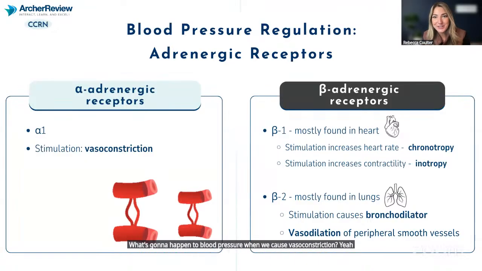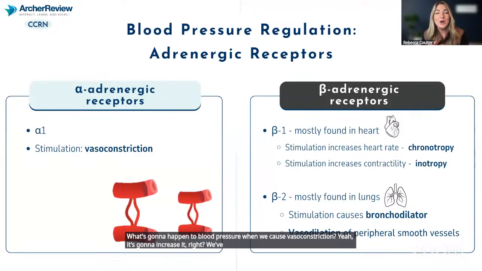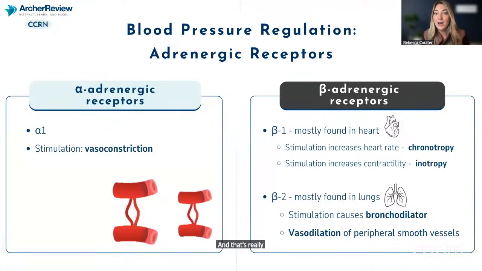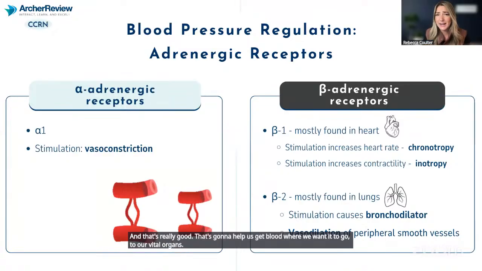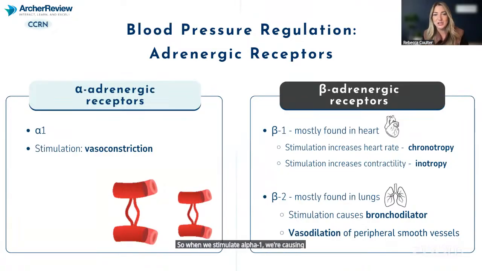Yeah, it's going to increase it, right? We've got a tighter hose. We're going to increase our blood pressure. Perfect. And that's really good. That's going to help us get blood where we want it to go, to our vital organs. So when we stimulate alpha 1, we're causing vasoconstriction. So that's our first set of adrenergic receptors.